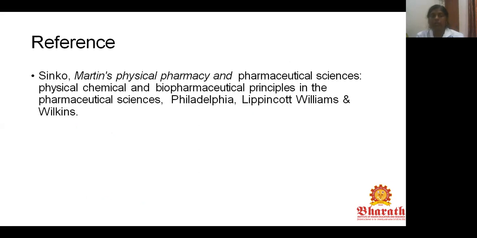The reference for this solubility of drugs has been taken from Martin's Physical Pharmacy, authored by Lippincott Williams and Wilkins.